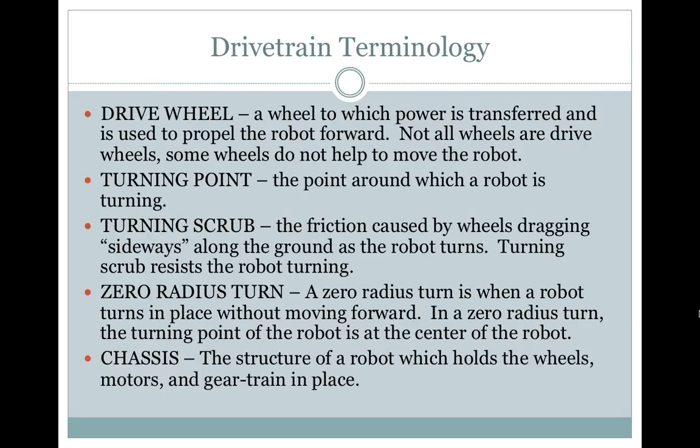Drivetrain terminology. The drive wheel. A wheel to which power is transferred and used to propel the robot forward. Not all wheels are drive wheels. Some wheels do not help to move the robot.